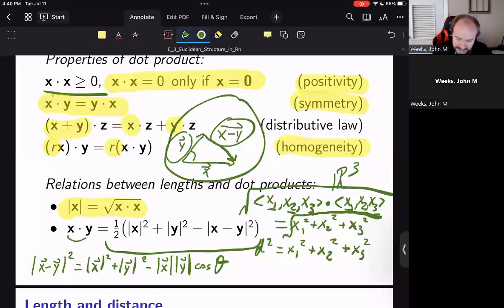Oops, forgot my 2. That's what I was looking at. There's a 2 right here as well. By the way, if you go through and solve this for what this guy is, then that's exactly what you're going to get as far as your formula. So this can be rewritten and thought of as the law of cosines for this triangle here.